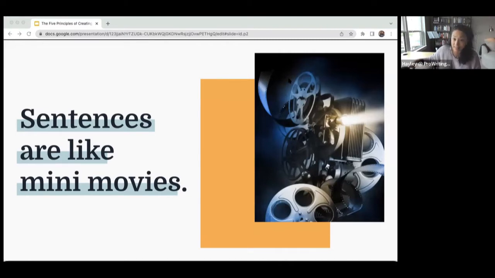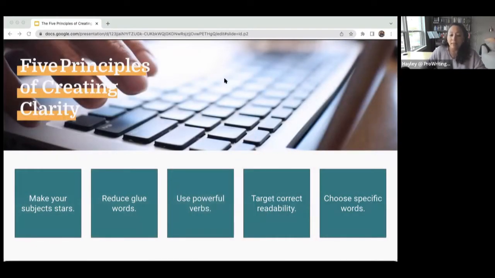It's really hard to get to a clear story if your sentences are unclear. So that's why we zoom in when we're talking about clarity to each individual sentence, because we cannot get to a clear story if every sentence is a little bit confusing. So how do we write clear sentences? These are my 5 principles to copy edit with clarity.